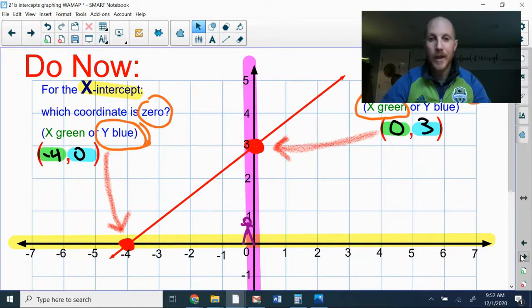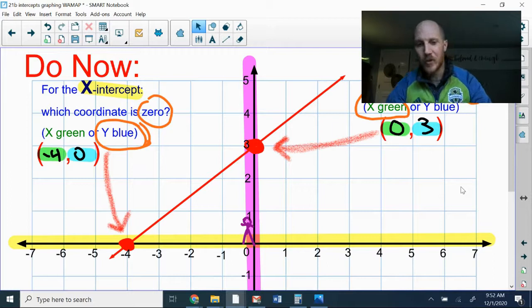All right, well, welcome back. So for the x-intercept, those coordinates would be -4, 0, which means the 0 is going to be the blue or the y coordinate. And for the y-intercept, the coordinates of that point would be 0, 3, which means the 0 is going to be the green one. That's the x coordinate.